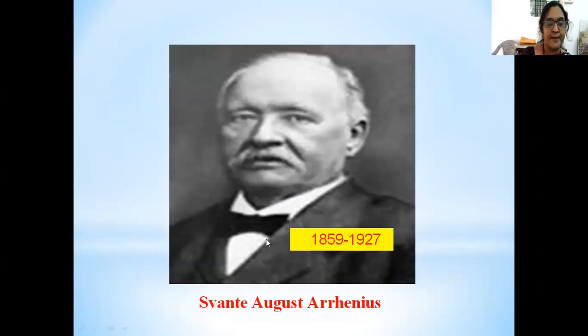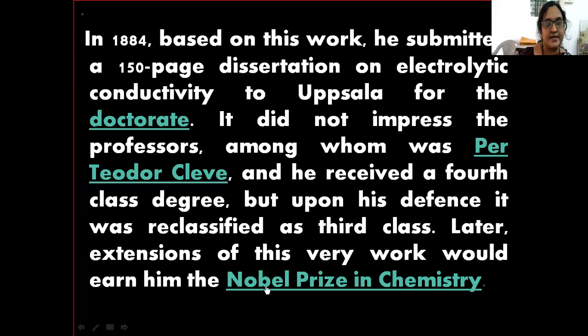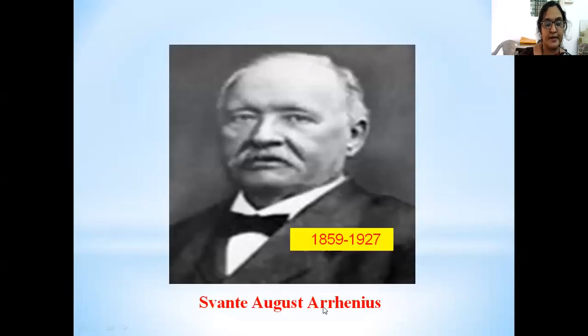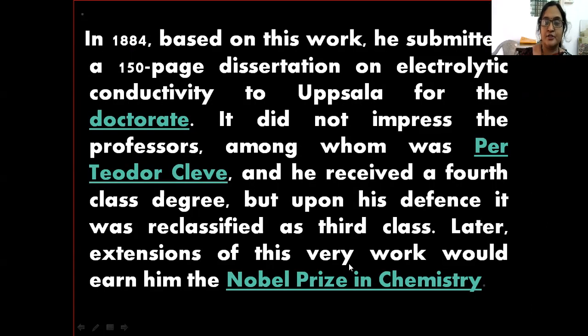Now, history about Svante Arrhenius. He submitted a dissertation of 150 pages for the doctorate, and it was declared a fourth class degree. But in the defense, a third class degree was given to the respected Arrhenius, and for the same work, he got a Nobel Prize in chemistry.